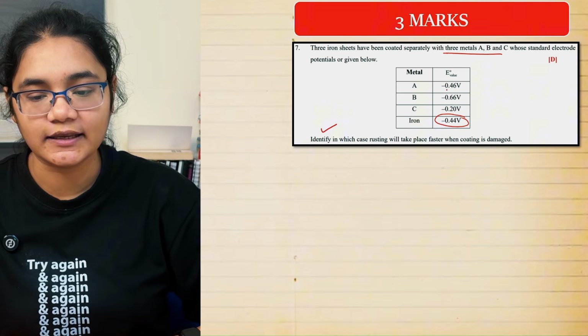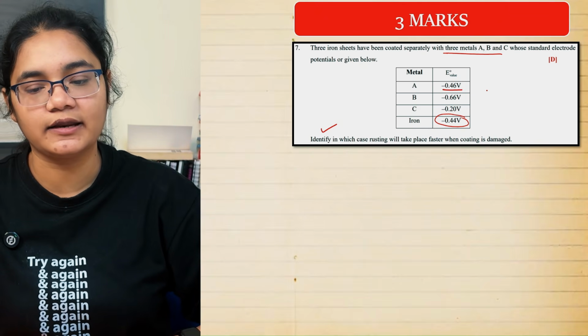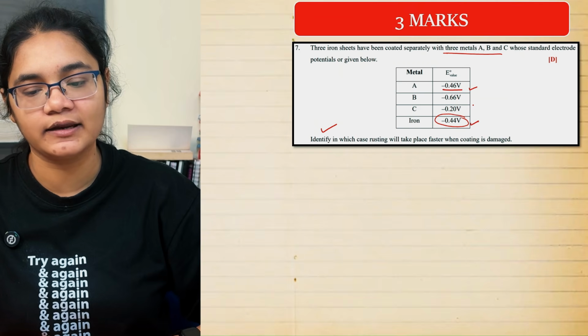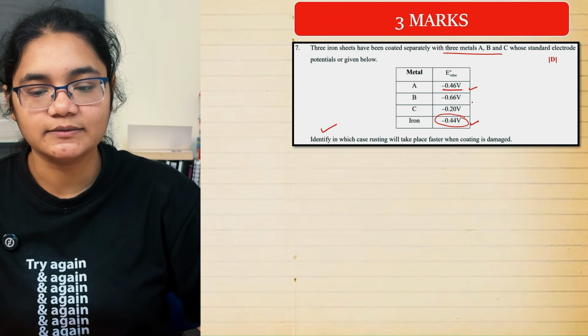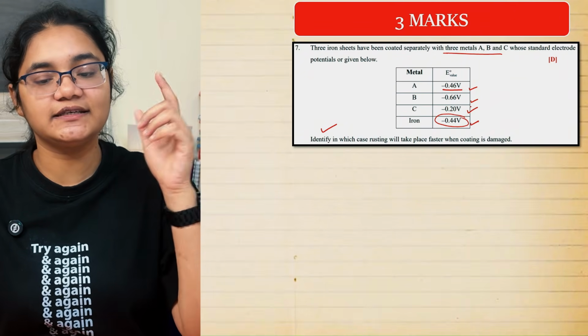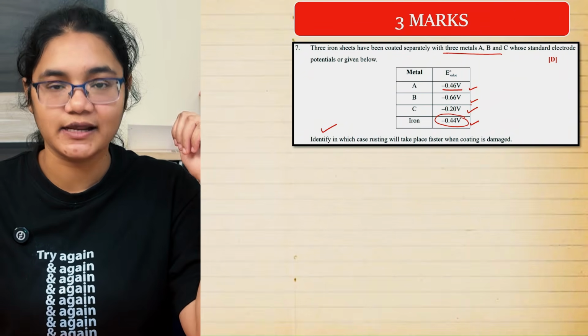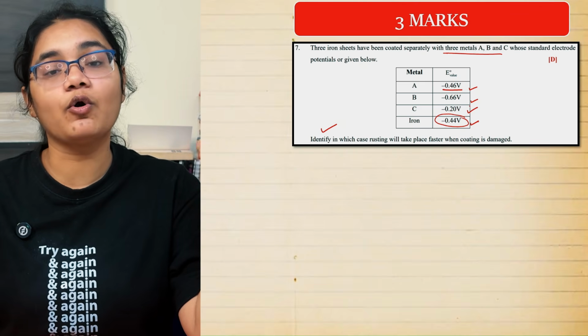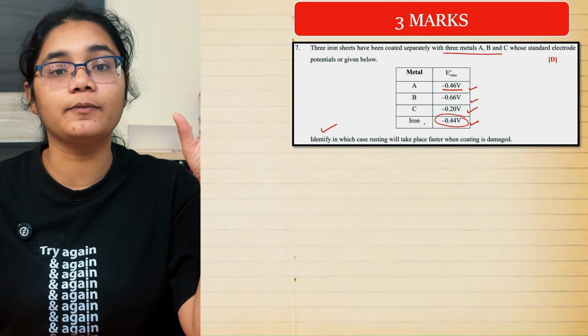If you see A here, it has a lower reduction potential than iron. That means if I take A and iron, then A will undergo oxidation. Similarly, if you see B and iron, then B will undergo oxidation. But C has a higher reduction potential, right? So that means iron will undergo oxidation faster than C. C cannot protect iron.